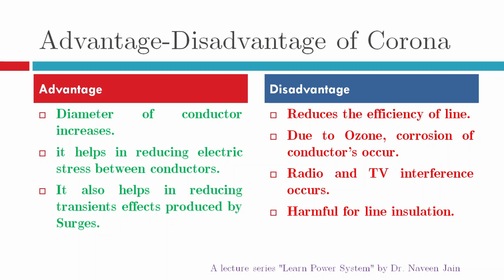However, there are many disadvantages, such as corona loss reduces the efficiency of the transmission line. It also produces ozone, and that ozone leads to corrosion of the conductor's surface. Further, it also introduces radio and TV interference, which is not at all desirable. It is also harmful for line insulation. It also produces harmonics in the transmission line.